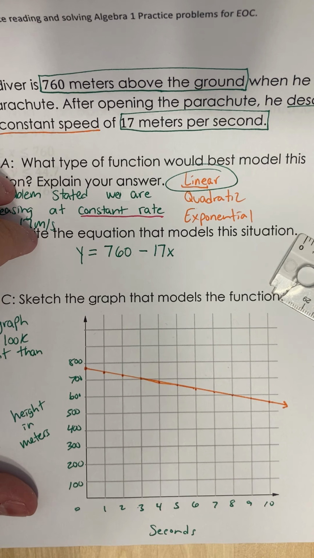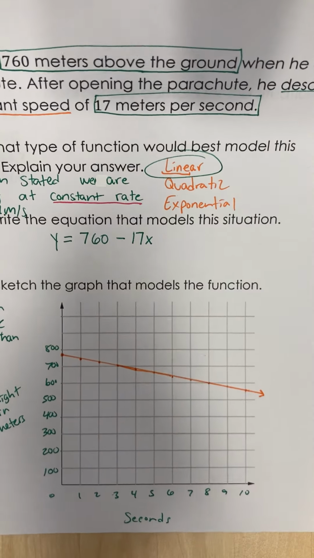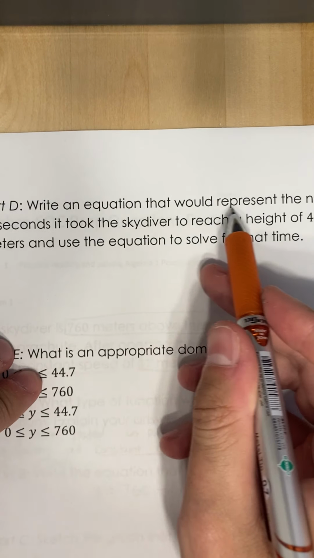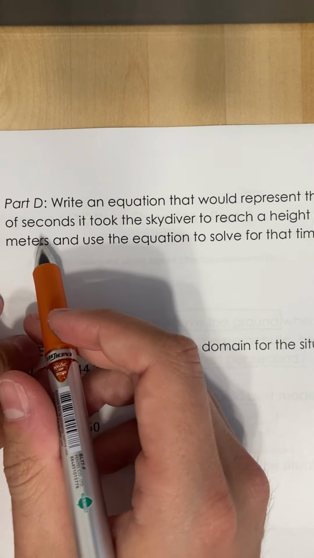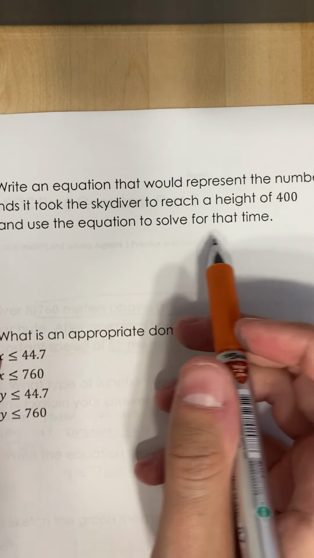So it's gonna go all the way down somewhere over here. So that's part C. Let's take a look at part D. It says, write an equation that would represent the number of seconds it took the skydiver to reach a height of 400 meters. Use the equation to solve for that time.